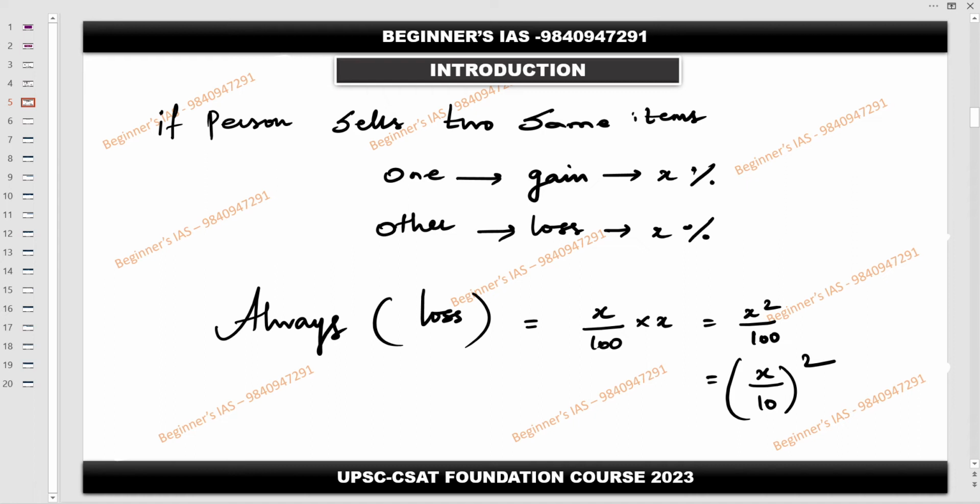If a person sells two items, one makes a profit of 10%, the other makes a loss of 10%, then find out the overall effect. Obviously a loss occurs, 1% loss occurs in this case. Understood? Since X is nothing but 10, substitute 10 here, therefore the 10 gets cancelled. 1 square is nothing but 1, so therefore a 1% loss occurs. I hope everyone is clear now. Understood?